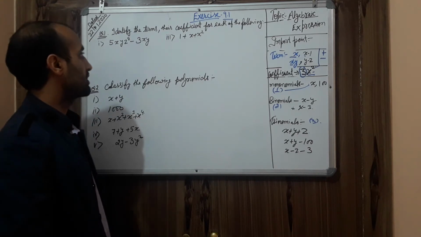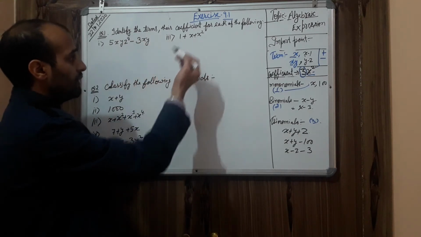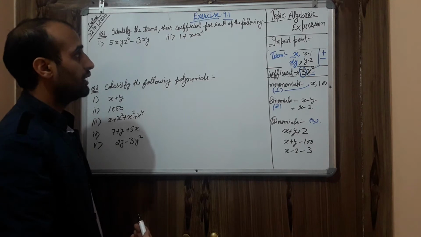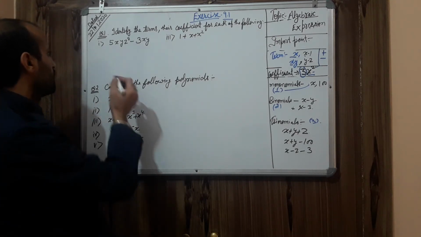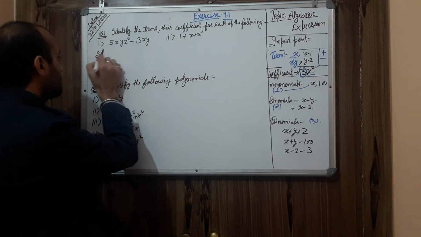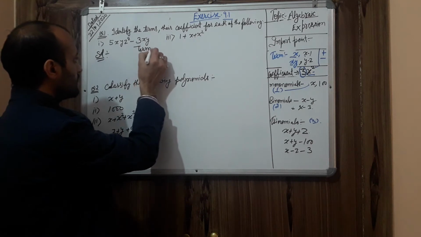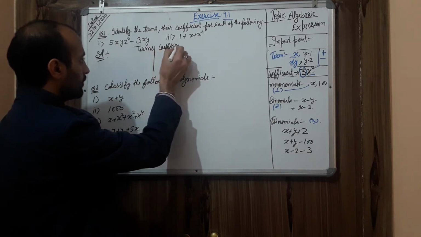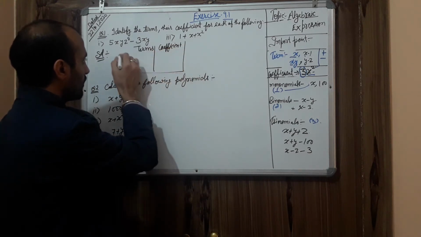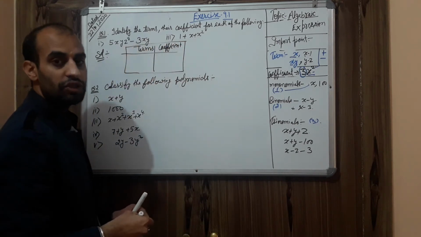So have a look over the questions first. Identify the terms and their coefficient for each of the following. So how to find out the terms first, as I told you. Whenever we are talking about terms and variable, I am writing here terms and your coefficient. So the first task is to count how many terms are there in question number 1.